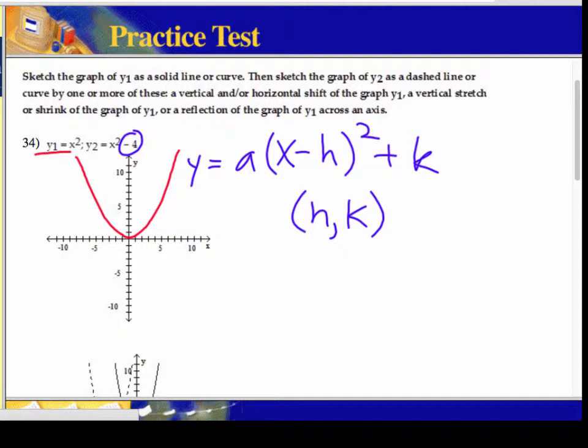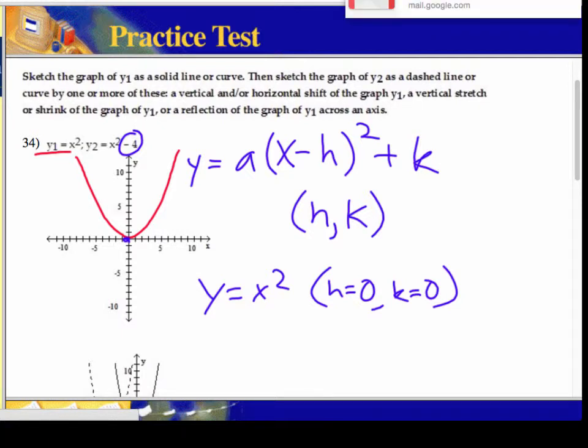If I were to consider my parent function, y equals x squared, what's my h value? 0. So this means that h equals 0 and k also equals 0, which means it has the vertex at the origin (0, 0). Now, when I have that -4 on the outside of the parentheses, okay?